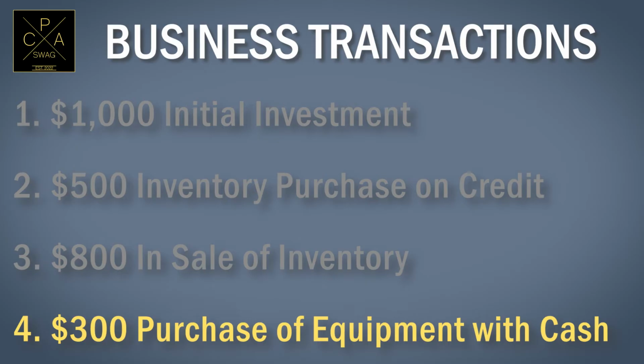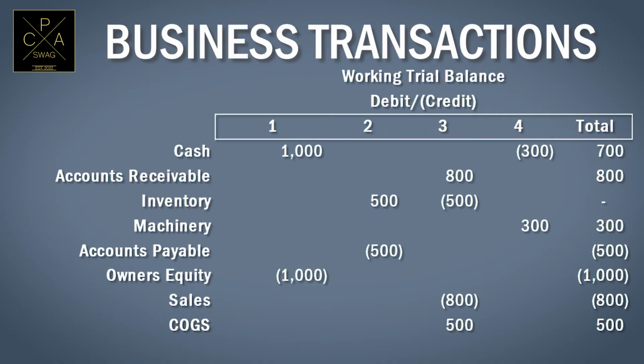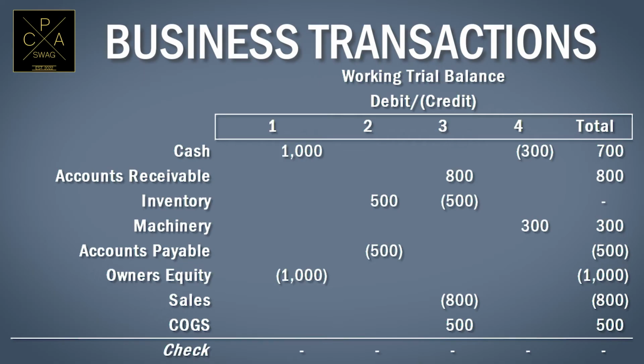The company then purchased a t-shirt printing machine for $300 with cash. To account for this, we will record a debit to machinery and a credit to cash for $300. We will now take the sum from left to right for each GL account to determine the ending balance of each account. As we can see, our trial balance total column nets to 0, which means we are in balance.